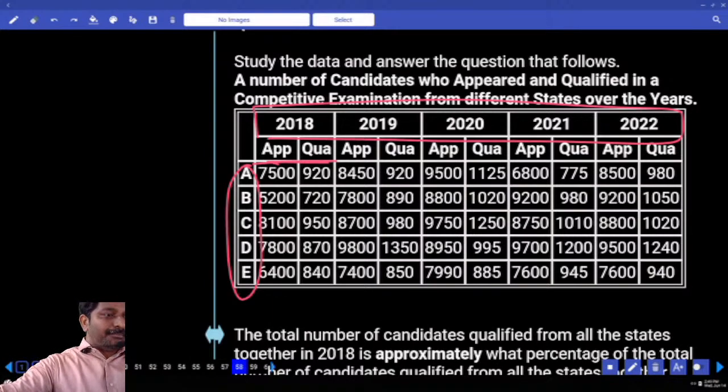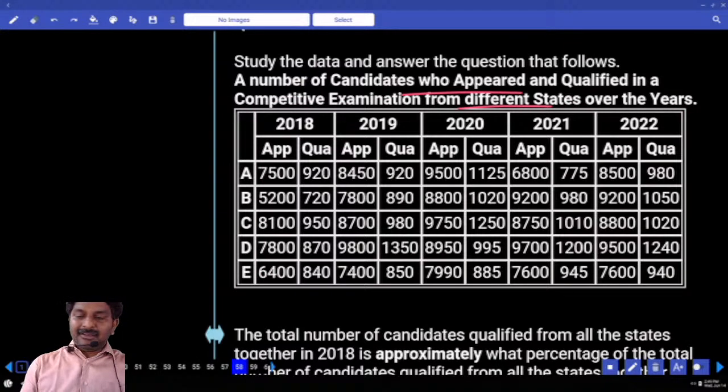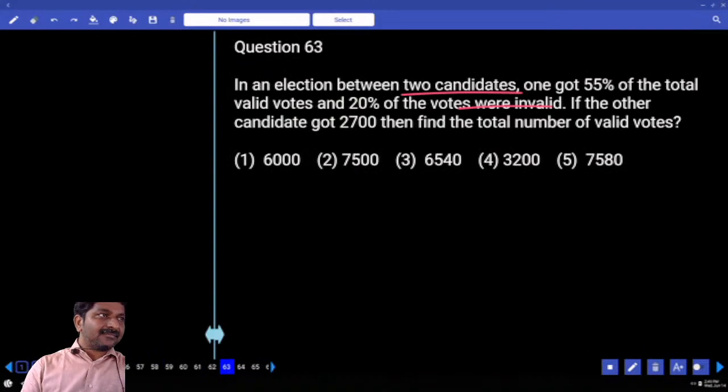Understood? Based on this, I don't even read the question or data. I'll skip and go to the next set. Understood? Right. I'll come and solve again all these questions, don't worry.